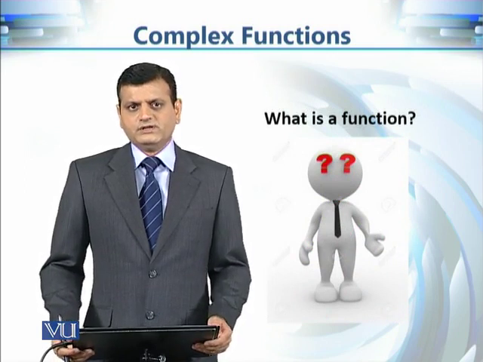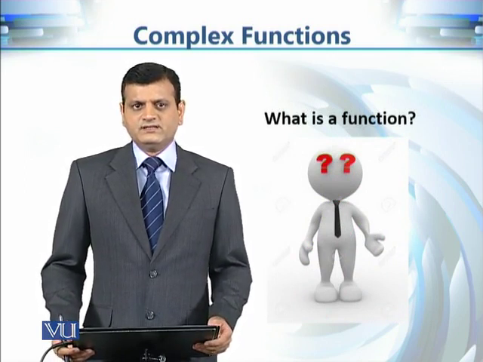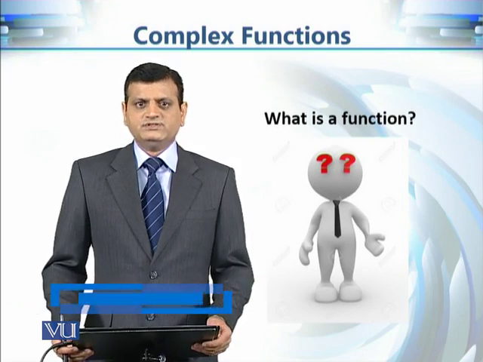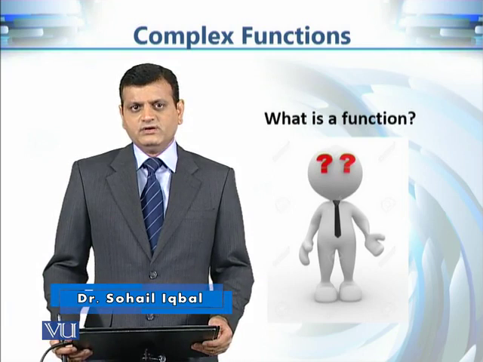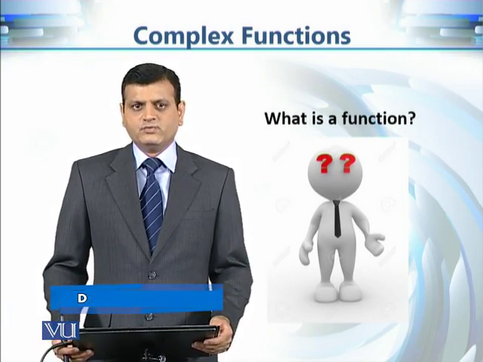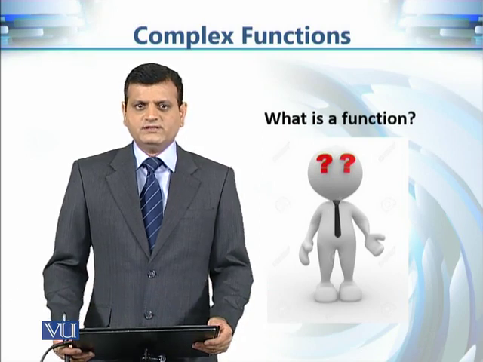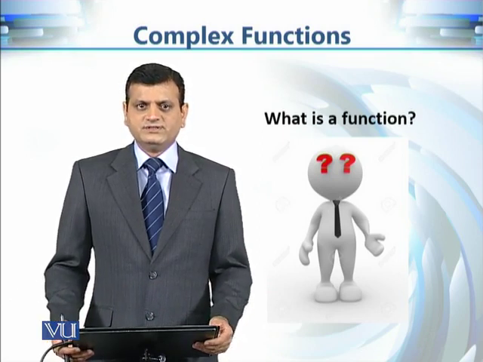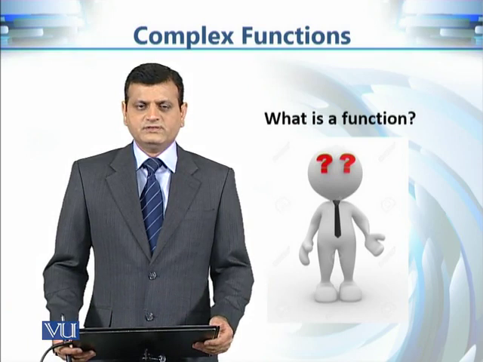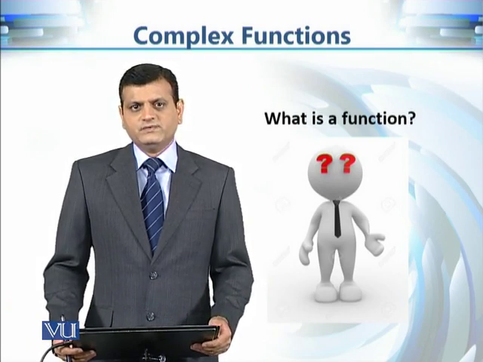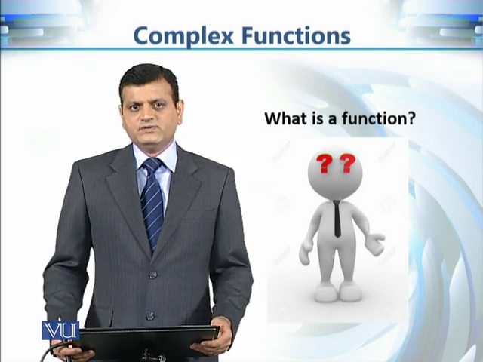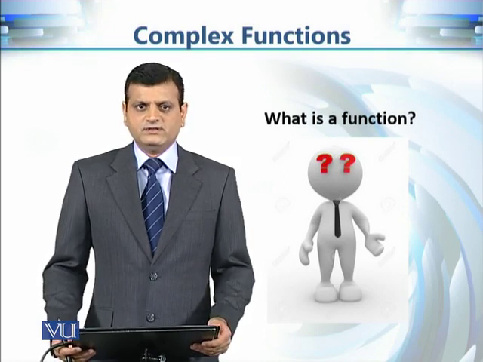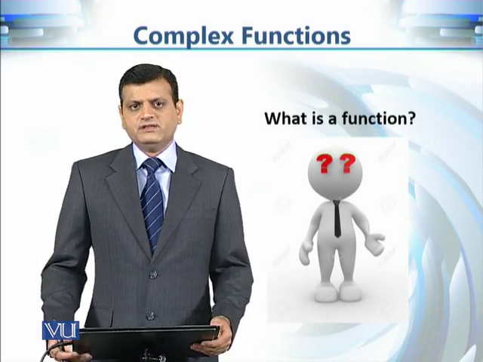Now, there are many quantities around us that are related with each other. For example, if wind is blowing, then the speed of the wind depends on the temperature and other quantities. So, we can say that the speed of the wind is related to the temperature. Similarly, if a current is flowing in a circuit, then the current I is related with the voltage across the circuit. Similarly, there are many other factors.